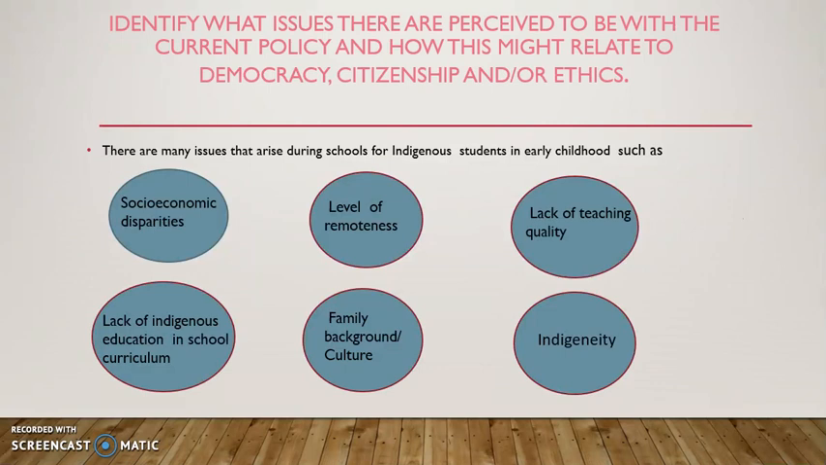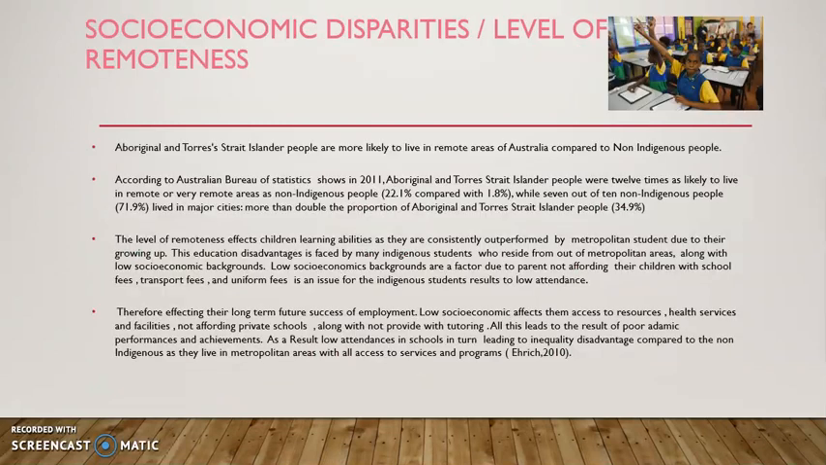Identify what issues there are perceived to be with the current policy and how this might relate to it. Democracy, citizenship and ethics. There are many issues that arise during schools for Indigenous students in early childhood, such as socioeconomic disparities, level of remoteness, lack of teaching, lack of Indigenous education in schools curriculum, family background, culture and indigeneity. Socioeconomic disparity and level of remoteness.